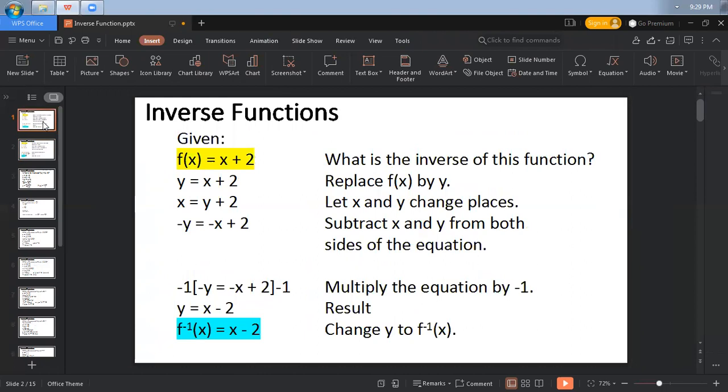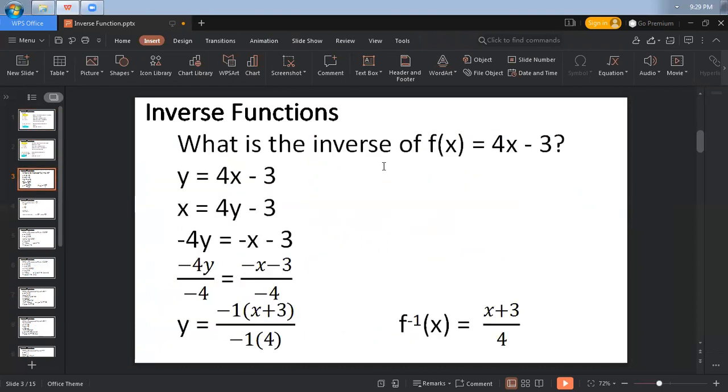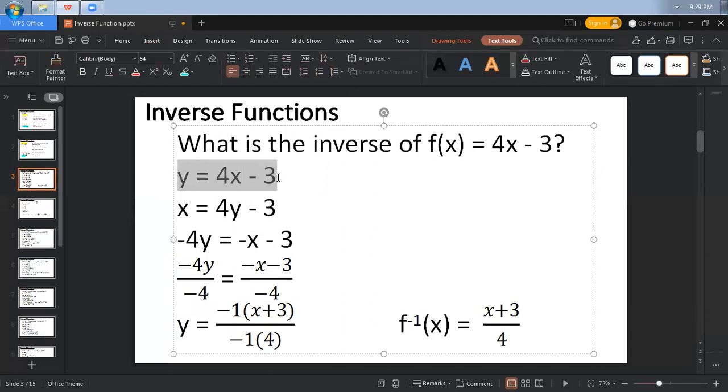So, yung dalawa po na yan, yun yung linear function. Next, ito. So, ito is another example lamang ng linear function. So, what is the inverse of this one? So, first step, palitan yung f of x ng y. Ito na yun. And then, change places yung y and x. So, ito na yung susunod na nangyari.